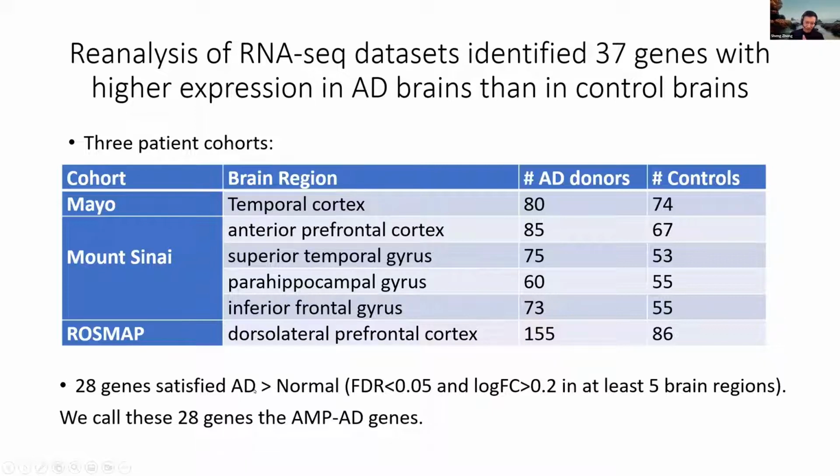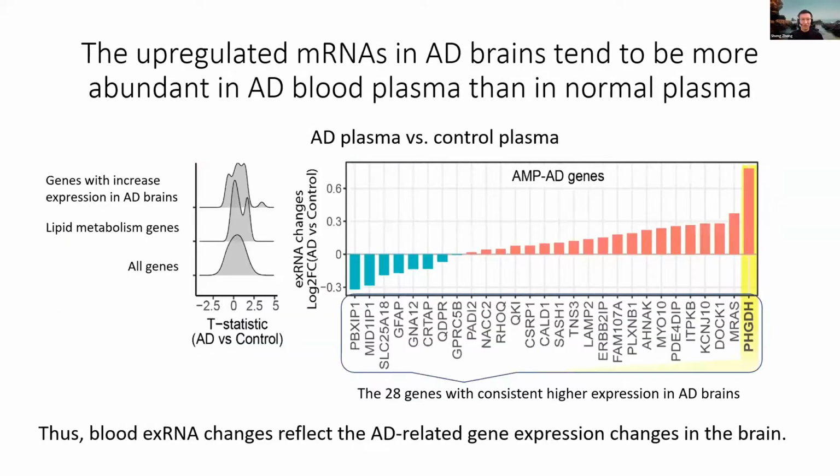That also confirms the idea that not many genes can be reproducibly shown to be expressed at a higher level in AD versus control brain. And we wanted to start from those 28 genes to see how these genes behave in the blood. How does their extracellular RNA behave in the blood? On the left, I would like to show all the genes with respect to their extracellular RNA level between AD donors and control donors in our cohort.